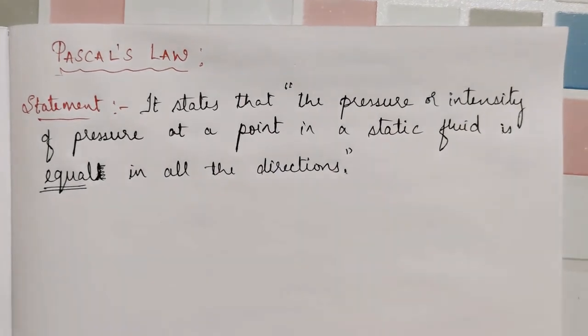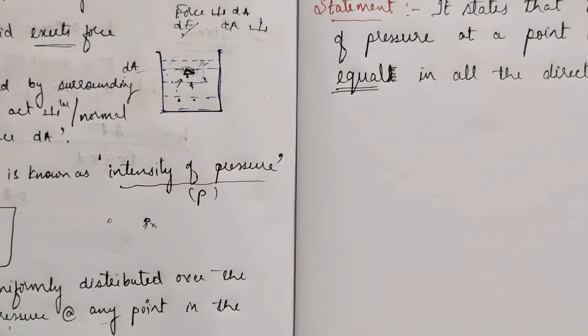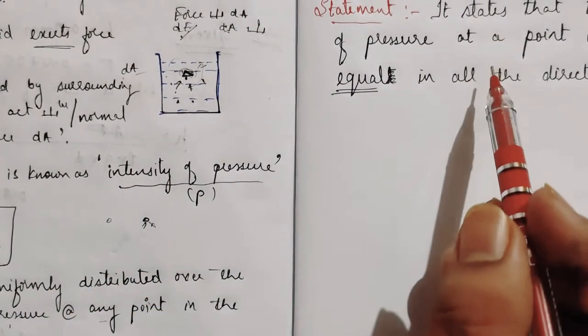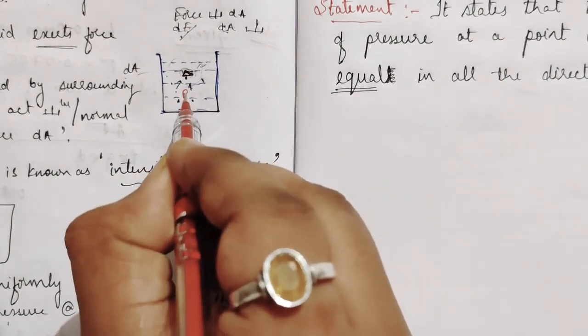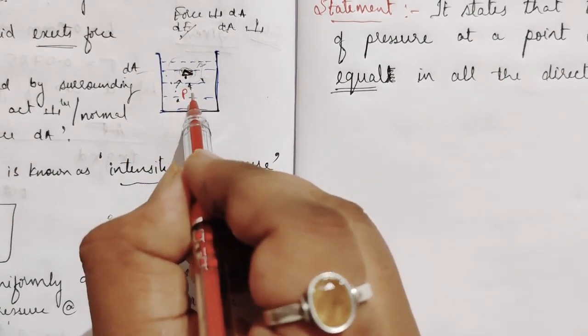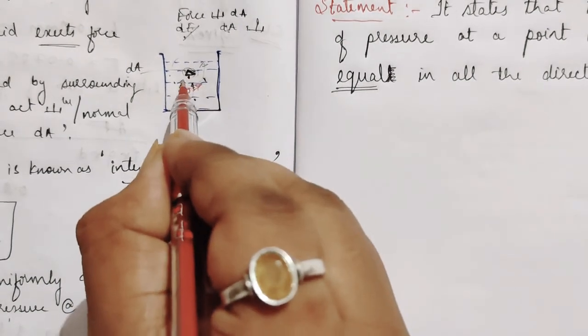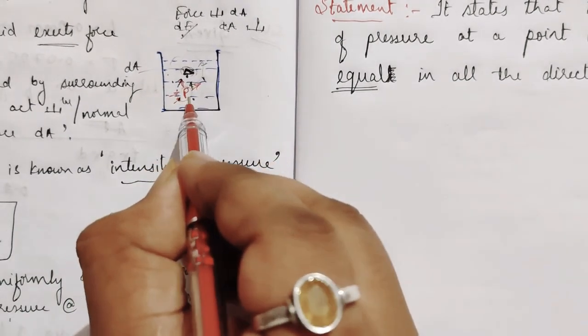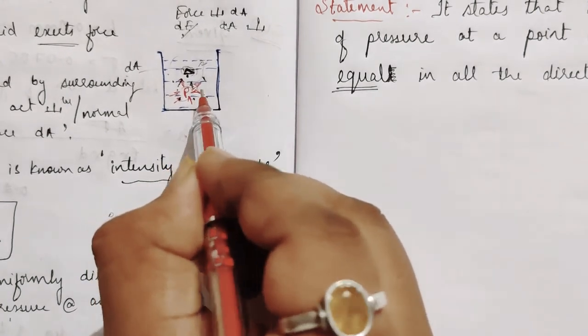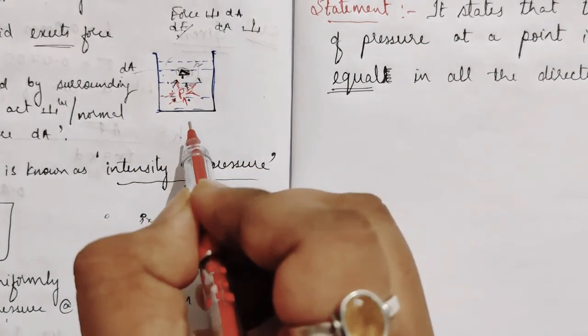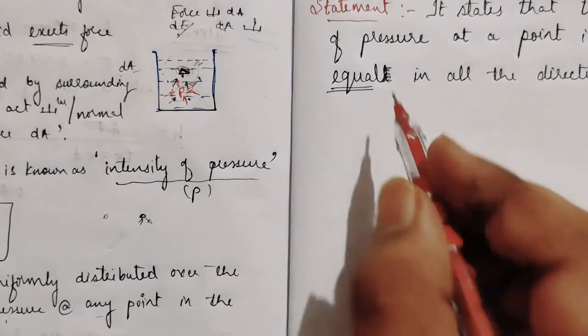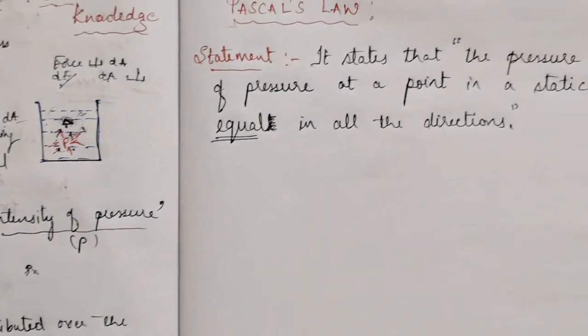That is, the pressure or intensity of pressure at a point, if P is acting here, this pressure at a point in a static fluid is equal in all the directions, either it is coming in, it is equal, or it's away. When I prove that, you will get to know.